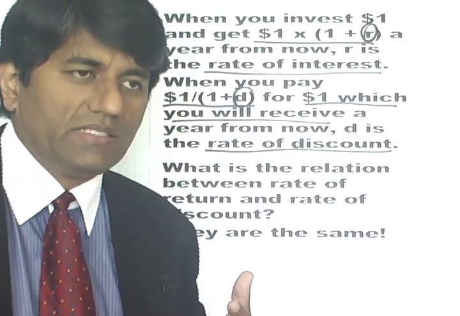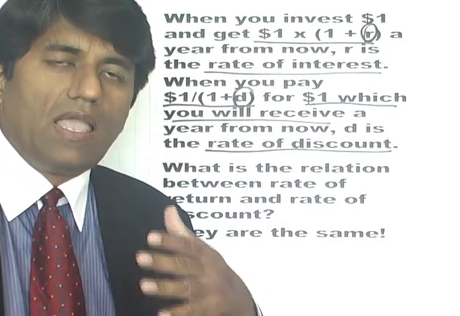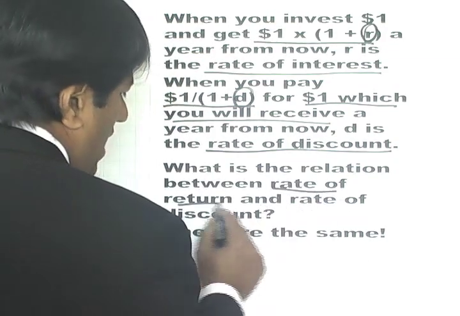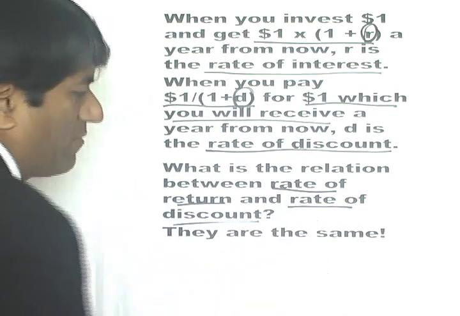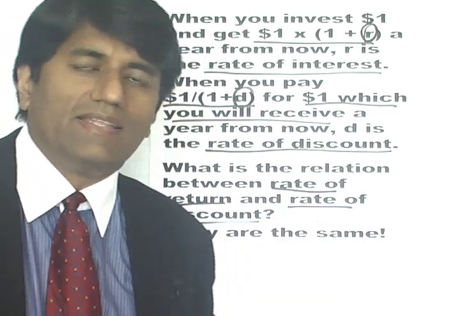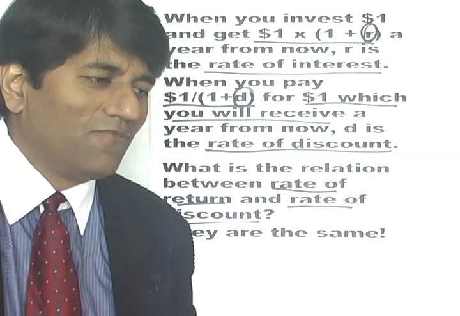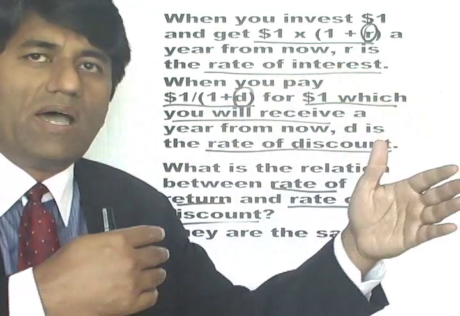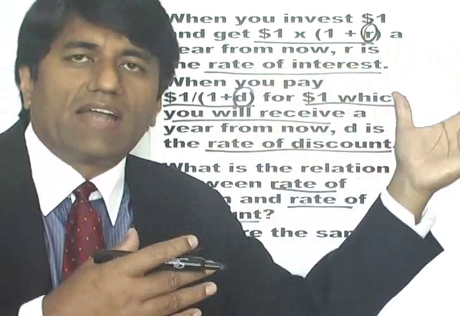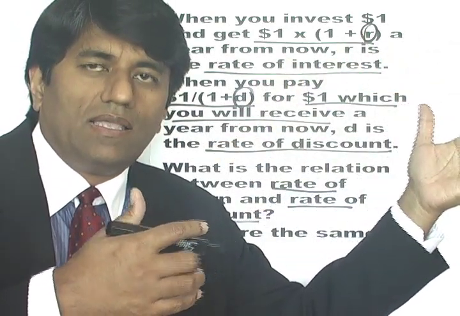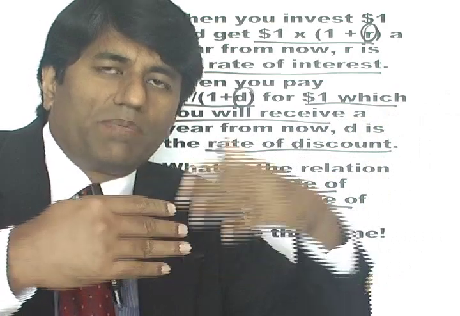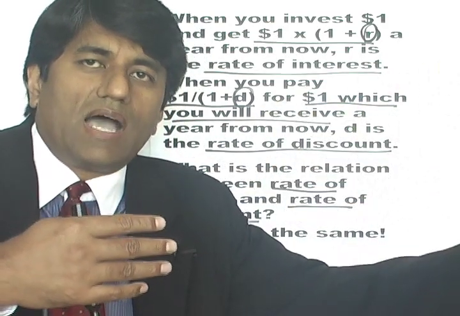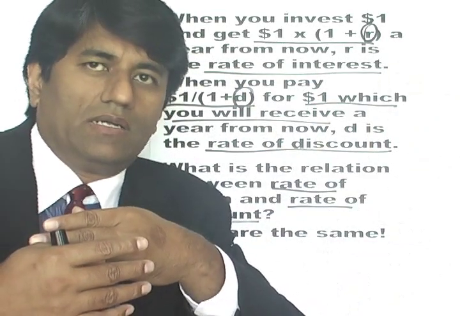And a simple question is, what is the relationship between rate of return and rate of discount? And the answer is they are the same. And why are they the same? Well, when you're moving forward 1 year, you're multiplying by a factor of 1 plus R. So multiplying by a factor of 1 plus R as you move forward 1 year is the same as dividing by 1 plus R when you come back 1 year.